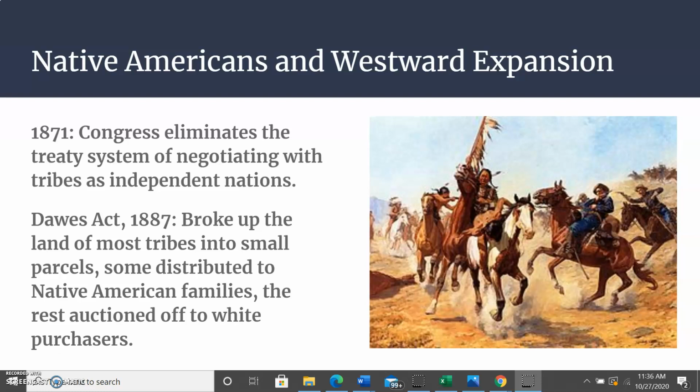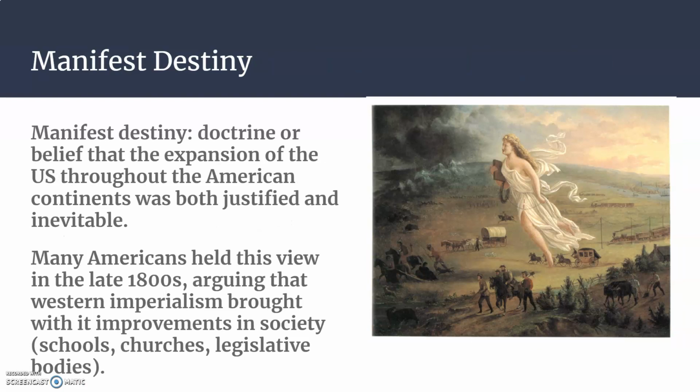And all of this was really justified through two ideas. The first being manifest destiny. Manifest destiny was just the belief that the expansion of the United States throughout the American continent, in other words, from the Atlantic Ocean in the east to the Pacific Ocean in the west, that this was both justified, meaning it's okay, and inevitable, meaning it's bound to happen sooner or later.